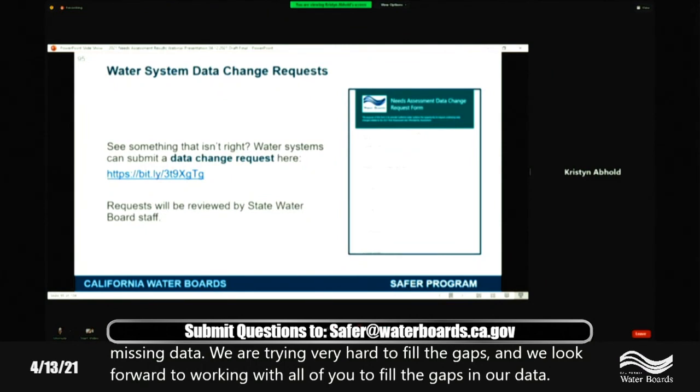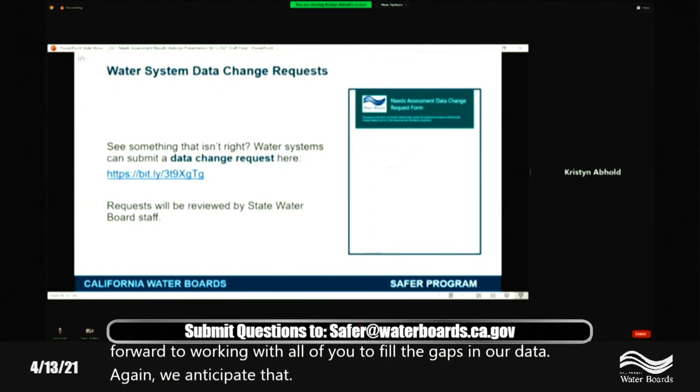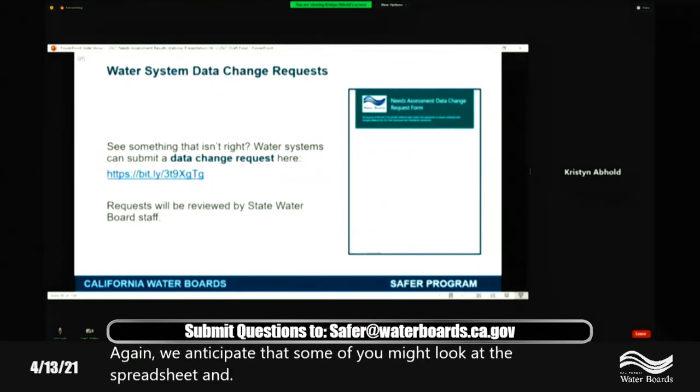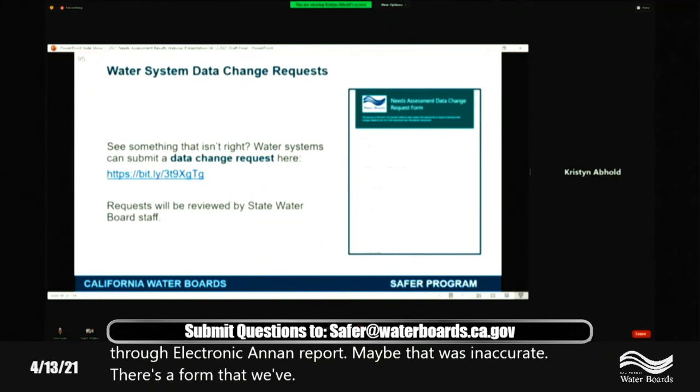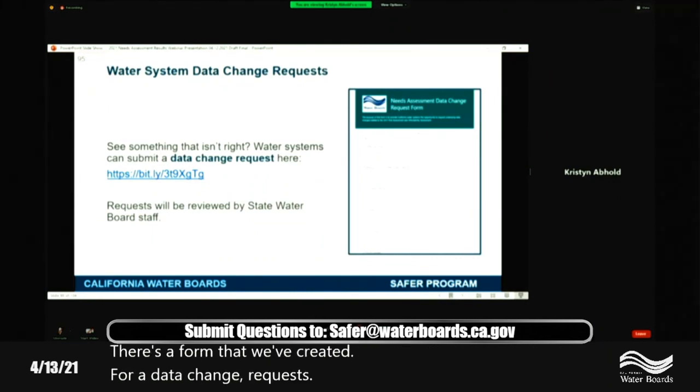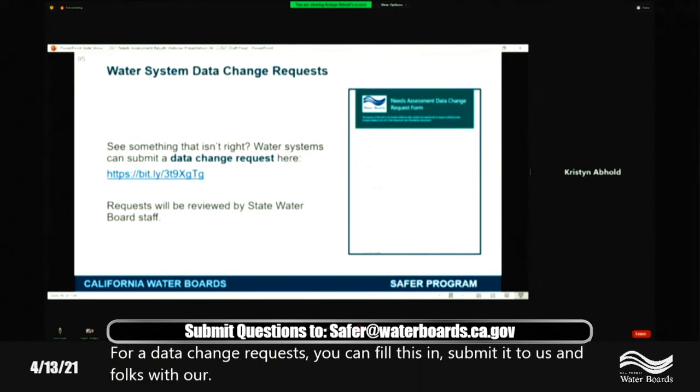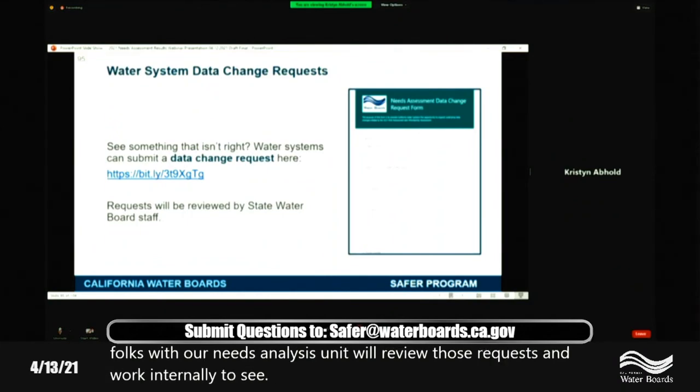Again, we anticipate that some of you might look at this spreadsheet and maybe the water rate data that was collected through our electronic A&M report, maybe that was inaccurate. There's a form that we've created for data change requests. You can fill this in, submit it to us, and folks with our needs analysis unit will review those requests and work internally to see if we can make those data change requests happen.